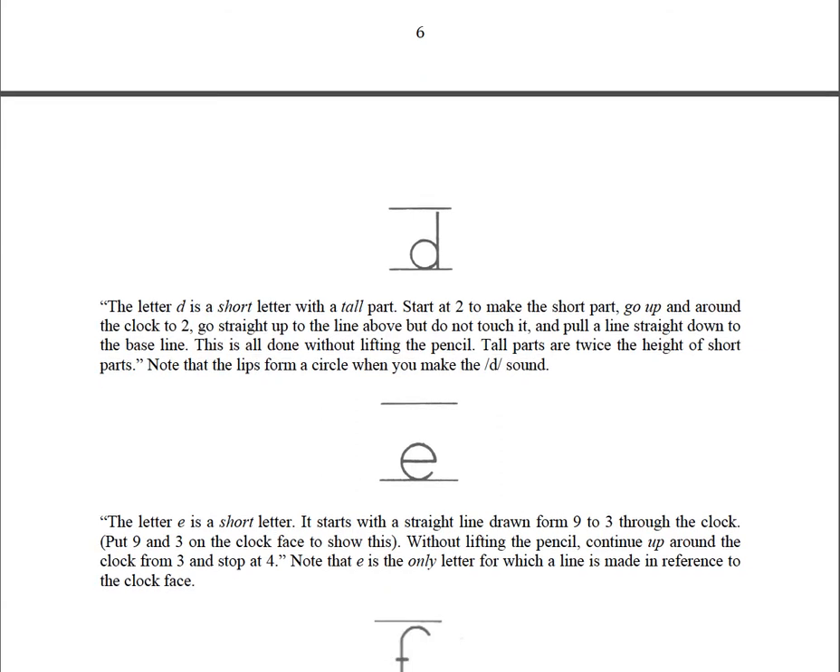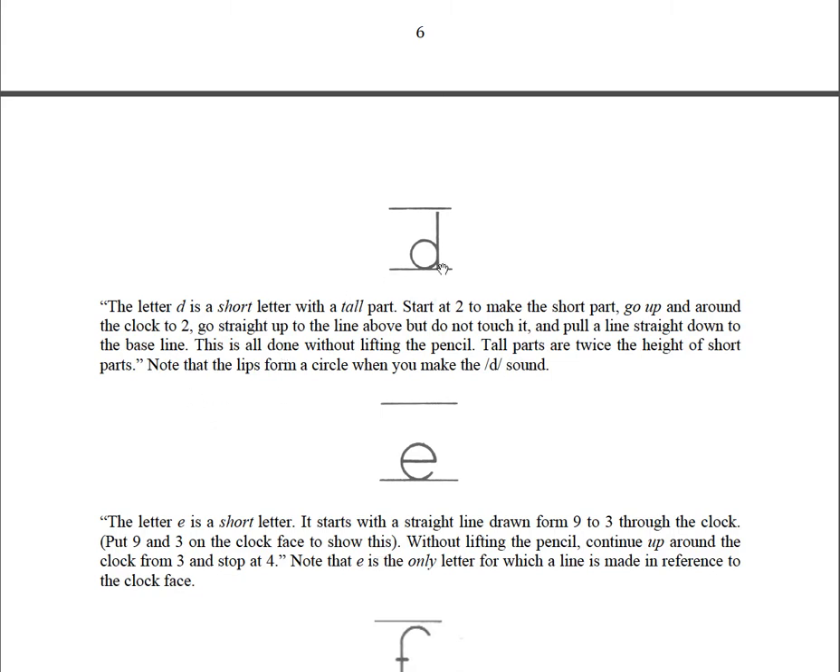Now we have the D. The letter D is a short letter with a tall part. Start at 2 o'clock, that's right here. To make a short part, go up and around the clock till 2 o'clock. Go straight up to the line above, but don't touch it, and pull a straight line down to the baseline. This is all done without lifting a pencil. Tall parts are twice the height of short parts.